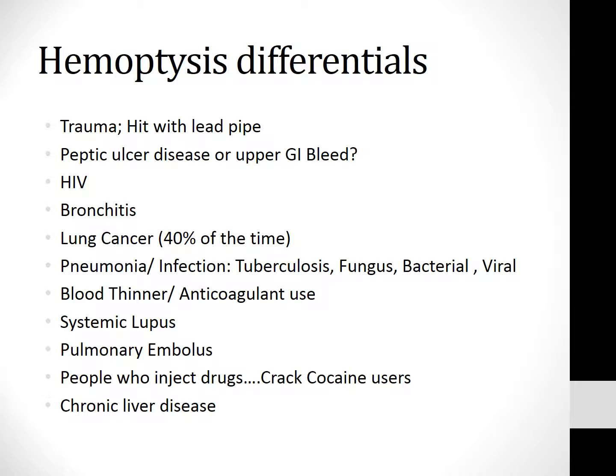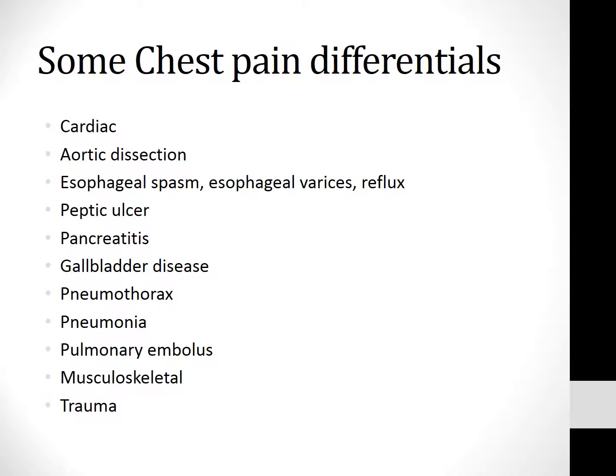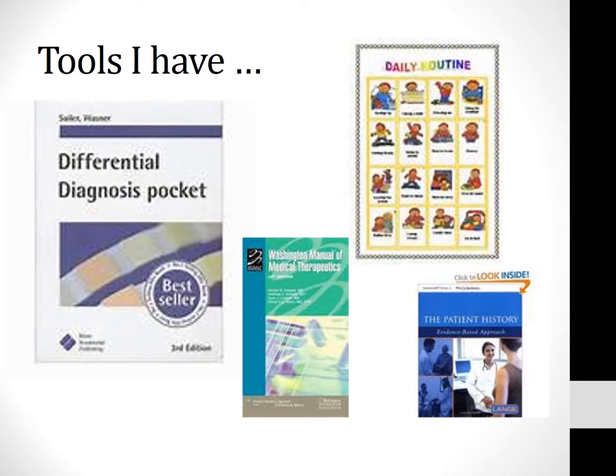So then we also have to think about his other complaint that he presented with, which was chest pain. What are the differentials for chest pain? Once again, you have to think about cardiac disorders. Is it ischemic chest pain? Is it non-ischemic? Is it a cardiovascular problem? Is it an aortic dissection, esophageal spasm, esophageal varices? We know he's been drinking. Reflux, peptic ulcer disease, pancreatitis, pneumothorax, pneumonia, pulmonary embolism, musculoskeletal injury. And again, like I said, it could be trauma.